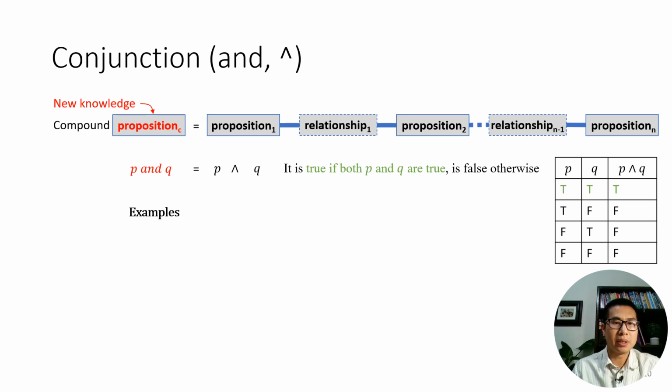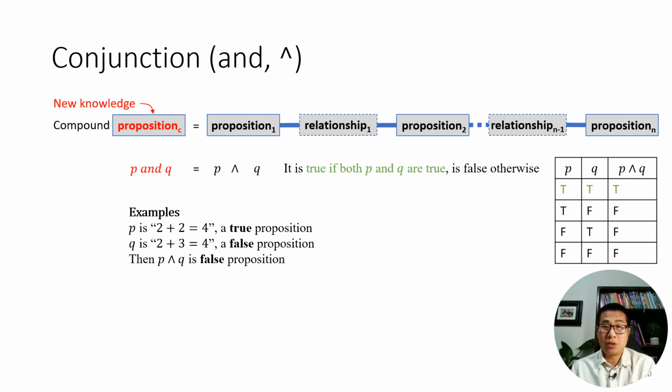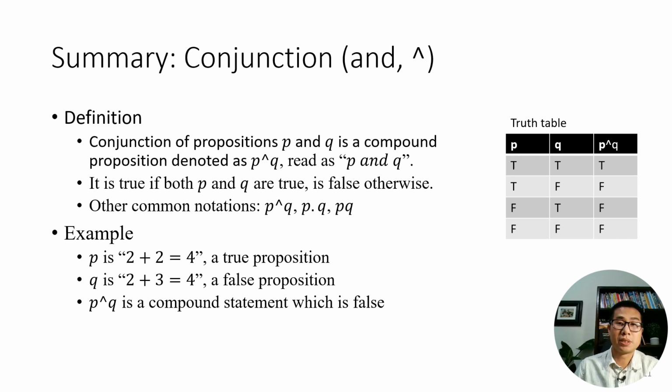The example of this is, let's say P is 2 plus 2 equals 4, which is a true proposition. The next one, Q, is 2 plus 3 equals 4, which is a false proposition. Then if we say P and Q, not just one, but both of them, it leads to a false proposition. And this is the summary of conjunction, or the AND operator, that we learned just now.